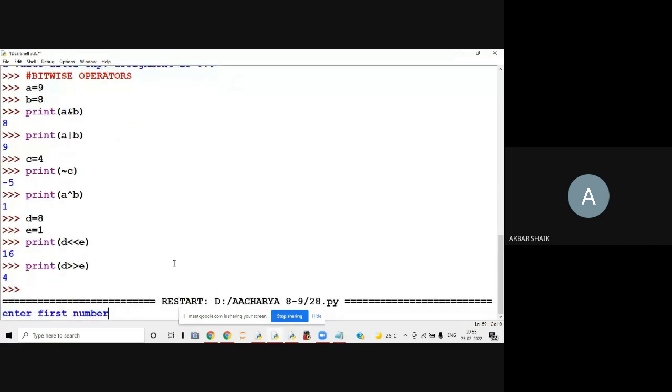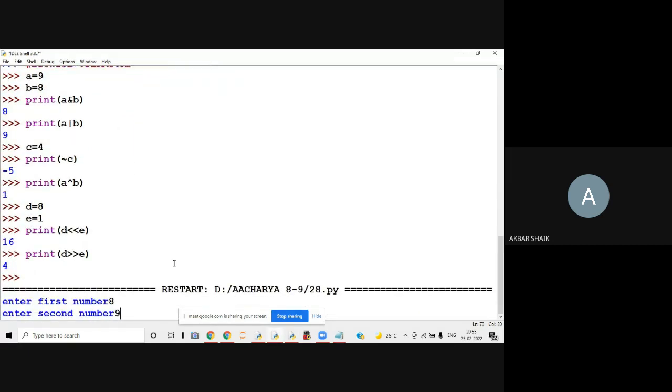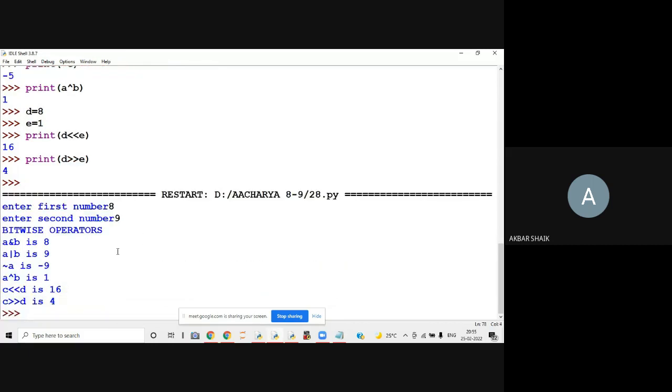What we took: first number 8, second number 9. If you check it out, A bitwise and B we got 8, bitwise or we got 9, negation A we got minus 9, because I take A value 9, minus of 8 plus 1, that is minus 9. Next A XOR B, that is 1. C value I took 8 and D value 1, that is left shift, this is right shift. Any doubts?